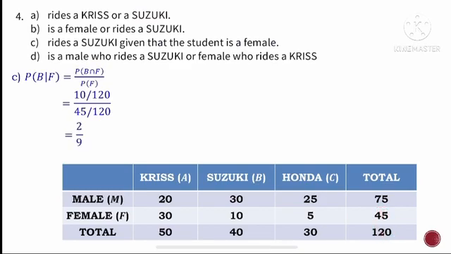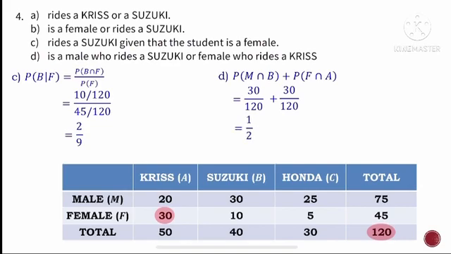Question D is probability that the student is a male who rides Suzuki or female who rides Chris, which means probability M intersect B plus with probability F intersect A. Probability M intersect B is equals to 30/120. Probability F intersect A is 30/120 and it equals to 1/2.